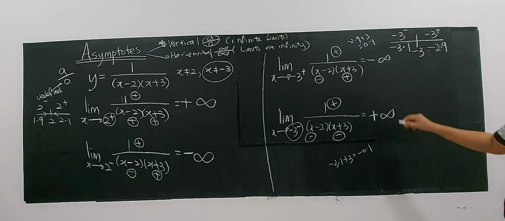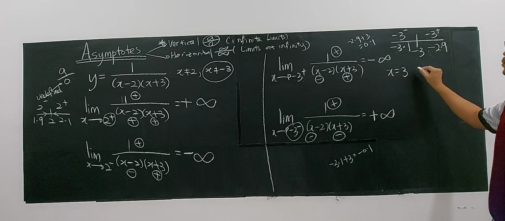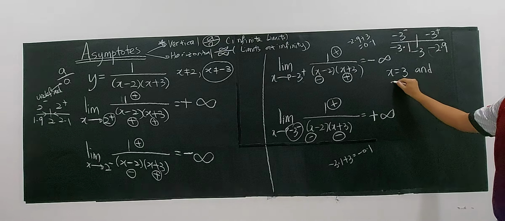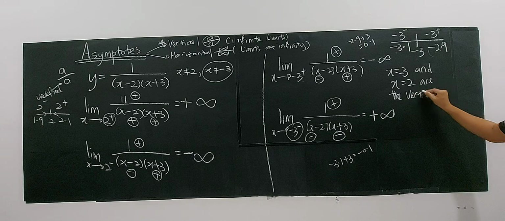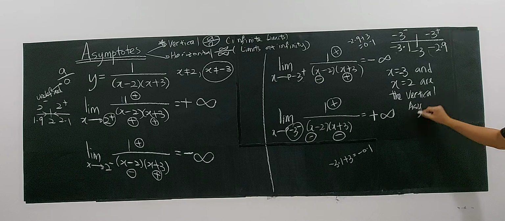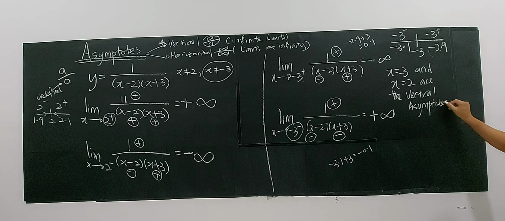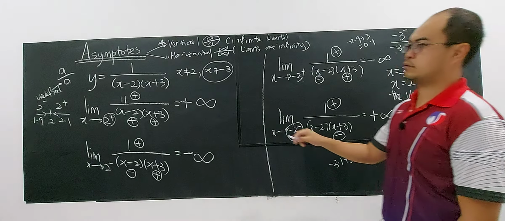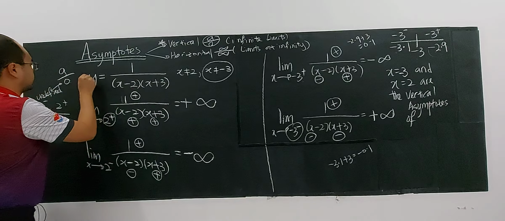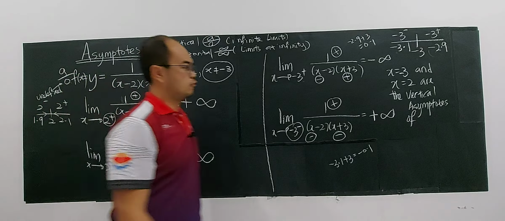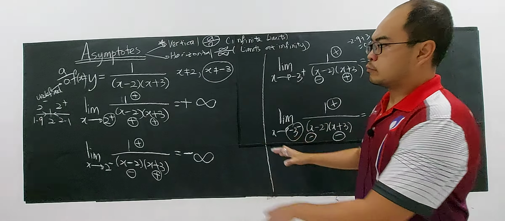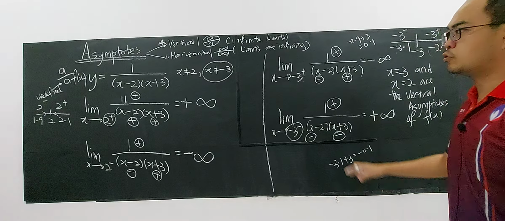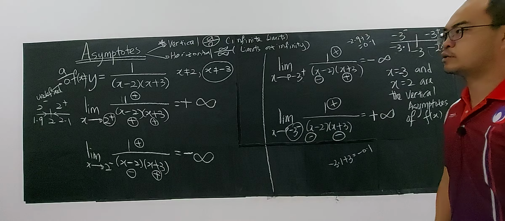So how many vertical asymptotes do you have here? You have x equals 2 and x equals negative 3. Negative 3 and x equals 2 are the vertical asymptotes of this function here. I can rewrite this one as f(x). While you're watching this video, please jot down everything here, because later I'm going to use all the information here to sketch a beautiful graph, all right?